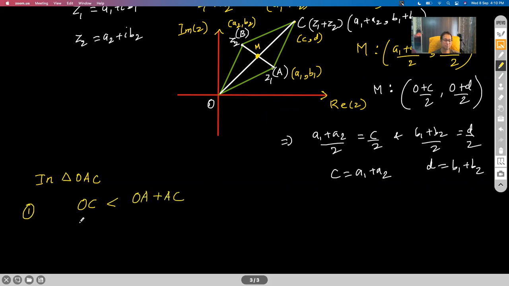That means OC will always be lesser than OA plus OB. What is AC? AC is OB actually, right? Because this side length and this side length will be equal. Correct? In short, what you're trying to say is that OC is nothing but mod Z1 plus Z2.